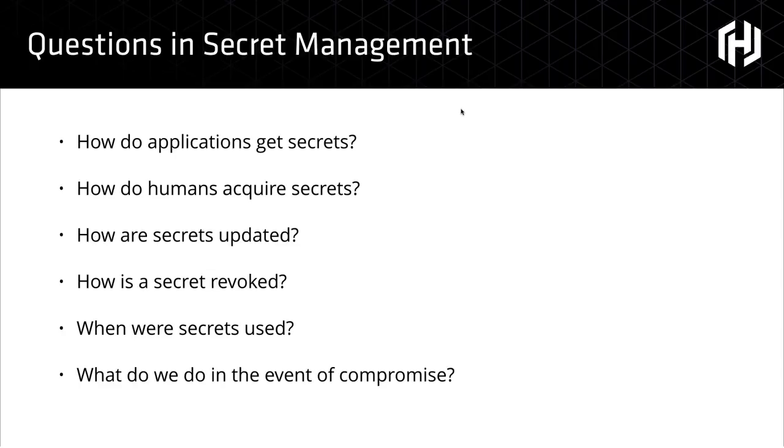So as we're talking about secret management, there are a number of important questions we have to be able to answer. How do our applications get these secrets? How do our humans, our operators, our DBAs get access to these secrets? How are these secrets updated? So if I change the database's password, for example, or my Amazon token expires, how do I revoke it? So in the case that an employee who had access to it leaves, or we just have a rotation policy, and we need to revoke it, or if something is compromised.